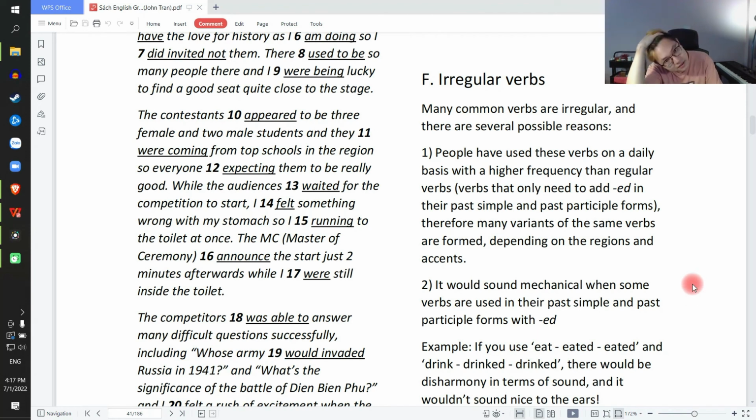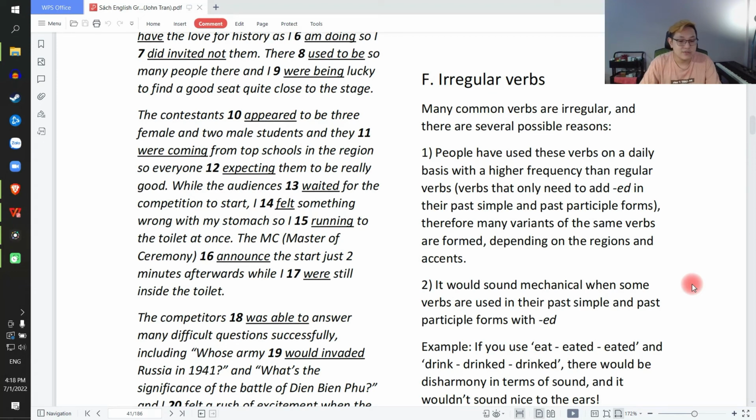Alright, so we have another part. It's called F irregular verbs, because I feel like this is a part that you need to really master well. You really need it when you learn about past tense. Of course, you have to talk about irregular verbs, right?